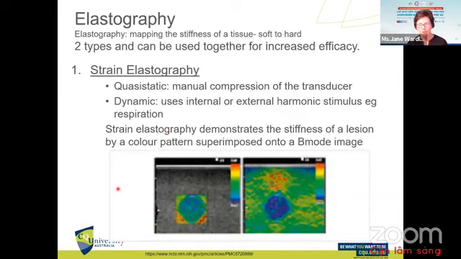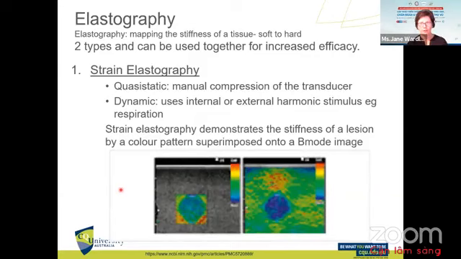When we're using elastography, there are two types that we can use: strain elastography and also shear wave elastography. Often both types can be used, and it is being noted that using both types of elastography does give better results in the evaluation of these masses.